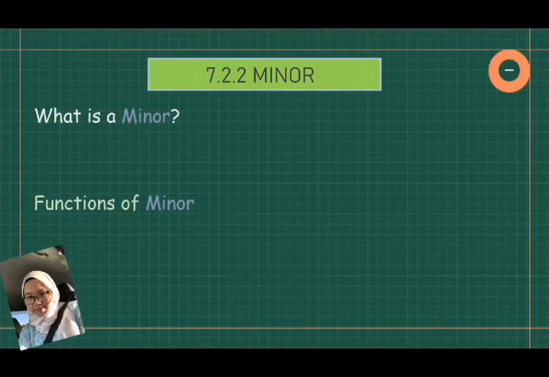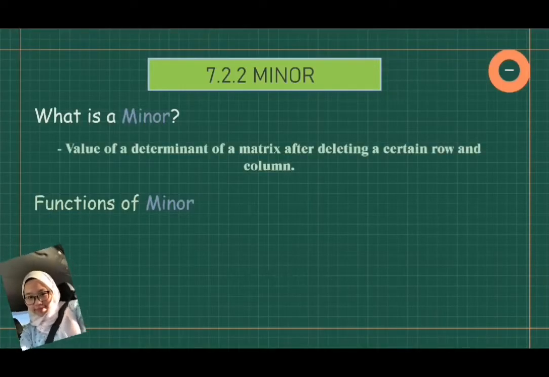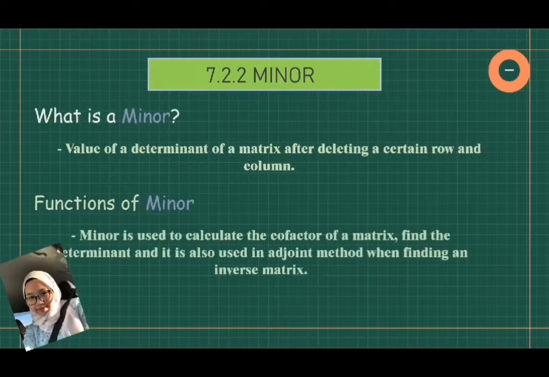So what is a minor? Minor is the value of a determinant of a matrix after deleting a certain row and column. Minor has multiple functions: to calculate the cofactor of a matrix, to find the determinant of a matrix, and it is also used in the adjoint method when finding an inverse matrix.